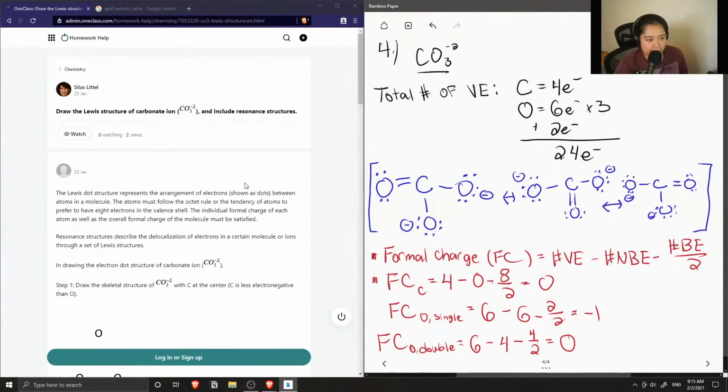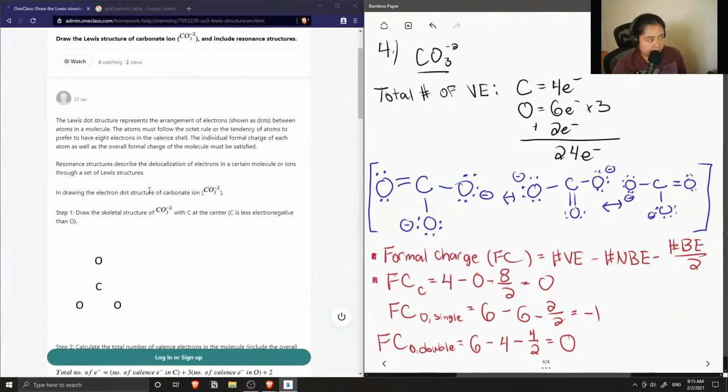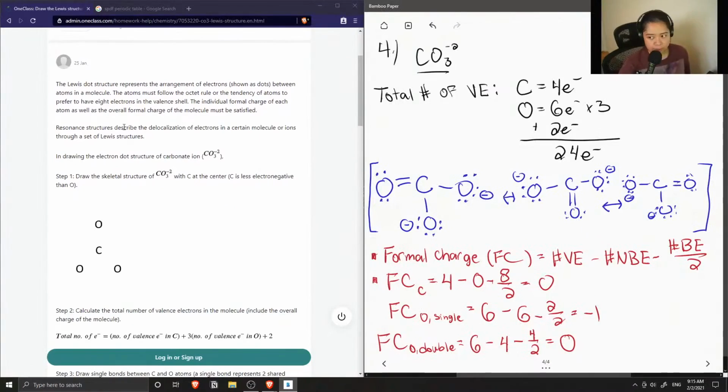So now let's see what the junior tutor said. The Lewis dot structure represents the arrangement of electrons, shown as dots, between atoms in a molecule. The atom must follow the octet rule or the tendency of atoms to prefer to have 8 electrons in the valence shell. Individual formal charge of each atom as well as the overall formal charge must be satisfied.